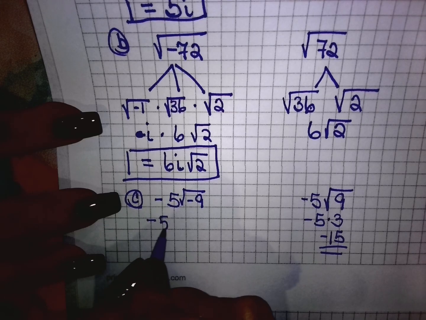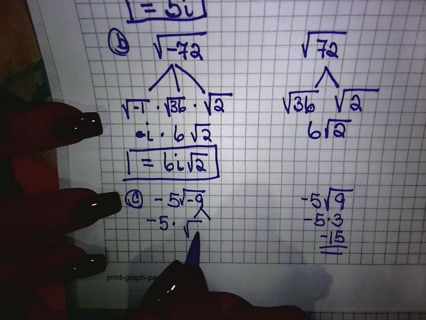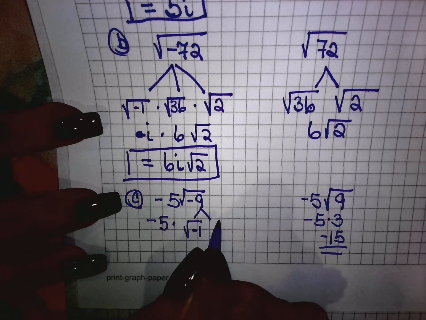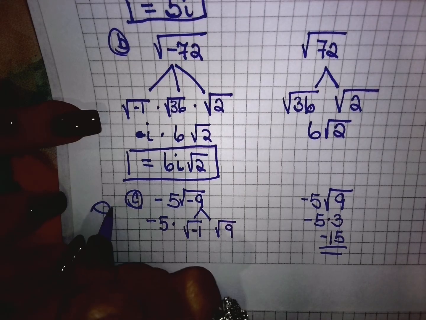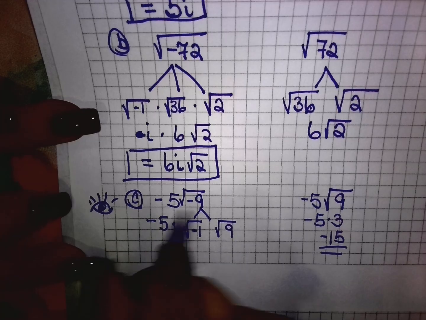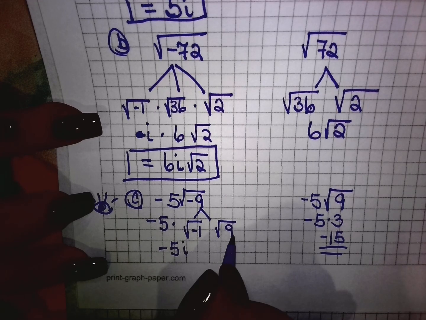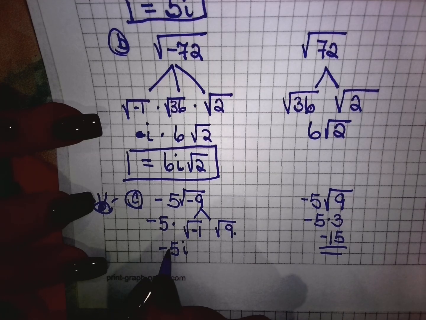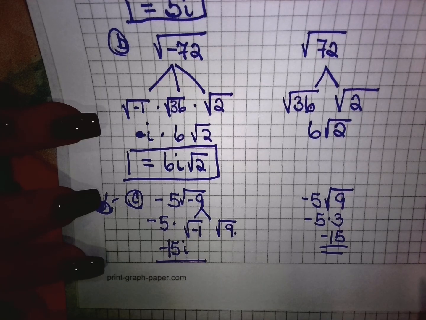We still have the negative 5, which doesn't go anywhere, but then this is going to break up into negative 1 and 9. Again, remember, take the i out. Pull that out first. So we have negative 5i, and then the square root of 9 is 3. So 3 times negative 5, that's going to be negative 15i. Okay?